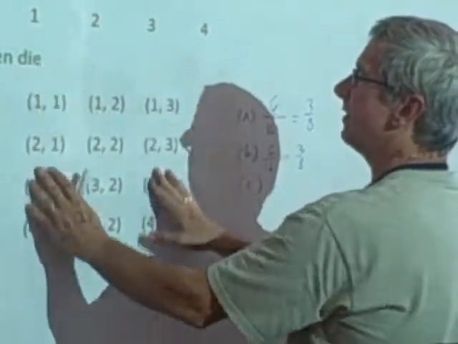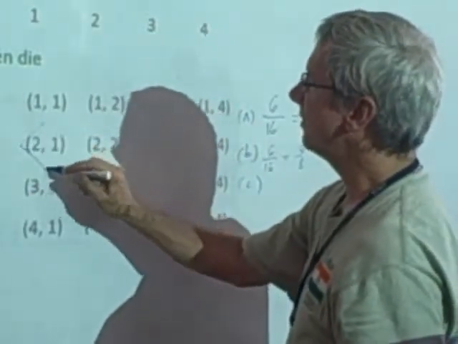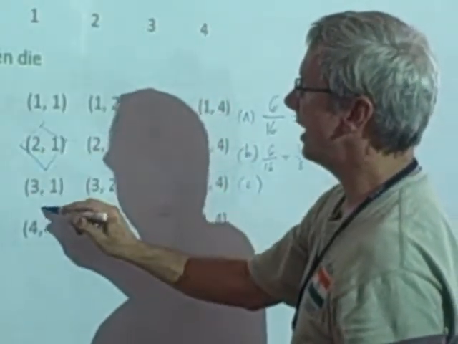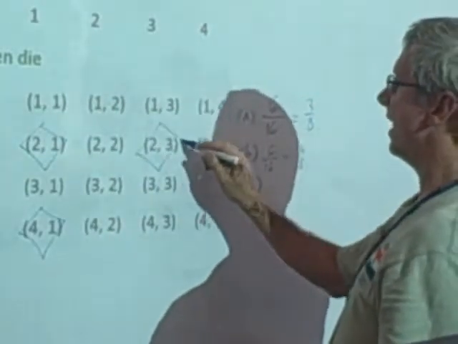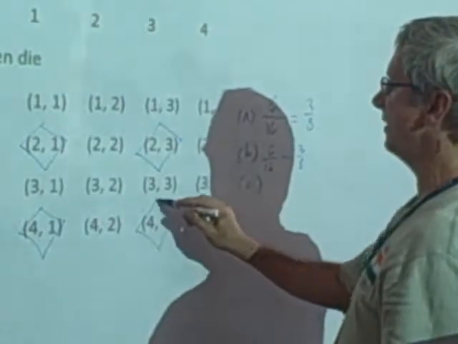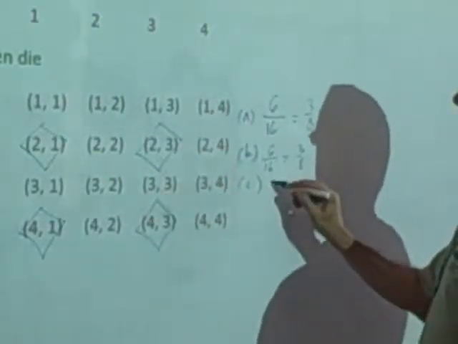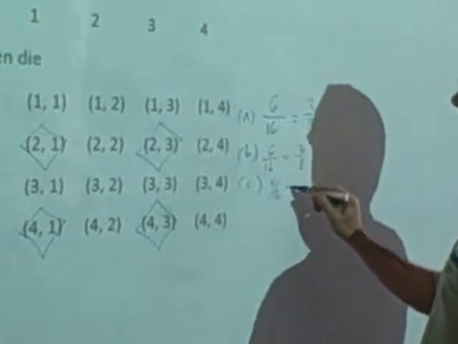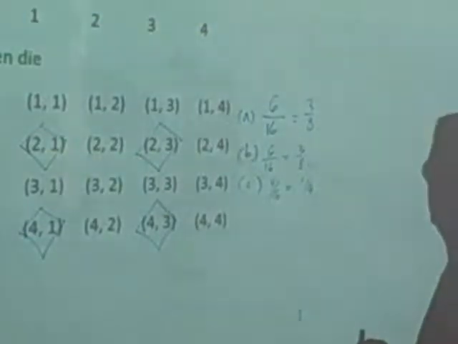Now we look for where the red is odd and the other one's even. So a red is odd and this one's even there. The red is odd and this one's even there. This is the other one where the red is odd and the other die is even. That's it. There's only those 4 outcomes, so that's only 4 out of the 16, or 1/4, is the probability that that's going to occur.